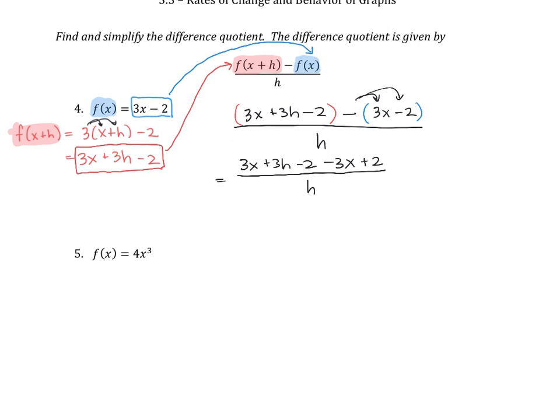All right, notice that I have a 3x and a negative 3x. Those are opposites, so they zero out. I have a negative 2 and a positive 2. Those are opposites, so they zero out. And all that I have left in the numerator is a 3h. On the bottom, I have an h. Since I now have h's on top and bottom, I can cancel those out. And my answer is just 3. So here is the difference quotient, 3.